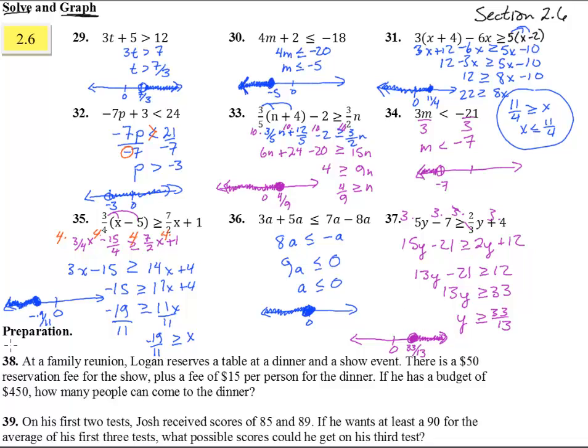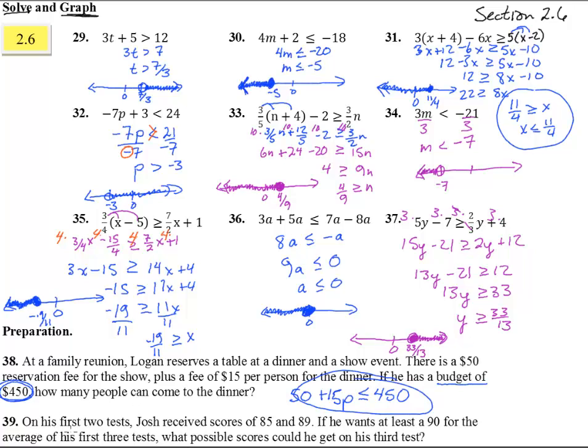These are preparation problems for the next one. The reason these are considered preparation problems is you'll notice here we're reserving a table at a dinner and it's a show of events. There's a $50 reservation fee. Okay, he has a budget of $450. He doesn't have to spend the whole amount. He can spend less than that. So when we have the $50 plus 15 per person, 15 times the number of persons, it doesn't have to equal 450. It just has to be smaller than or equal to 450, and that's why it's in this section.